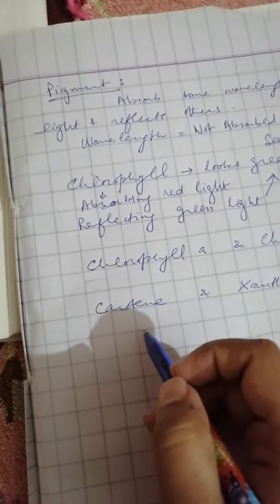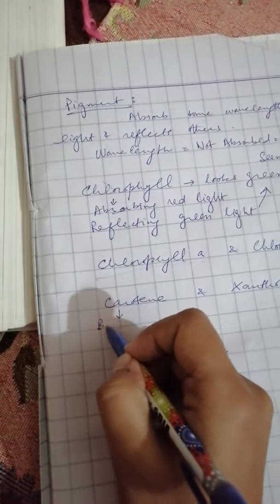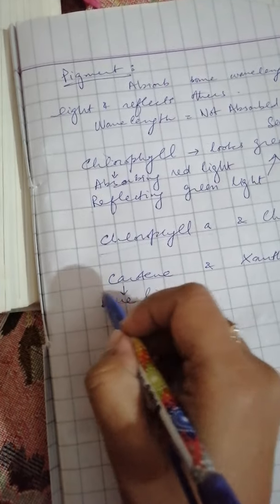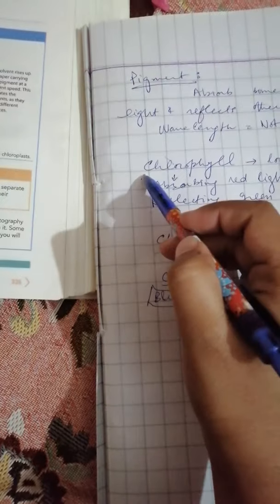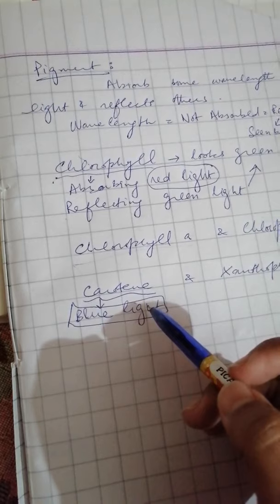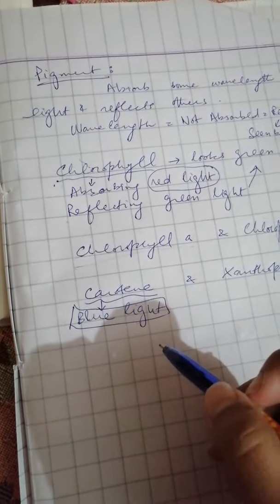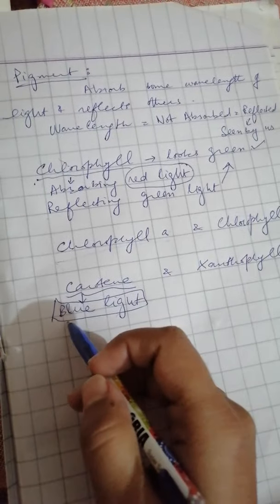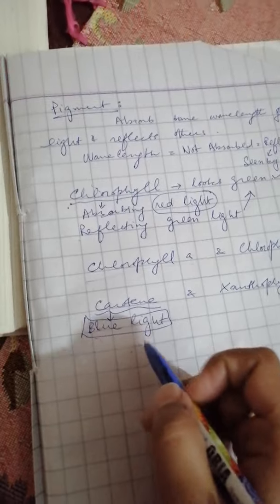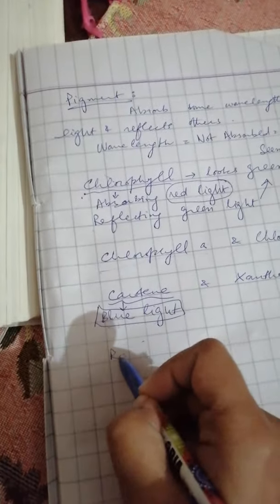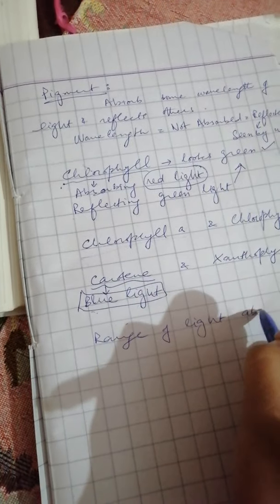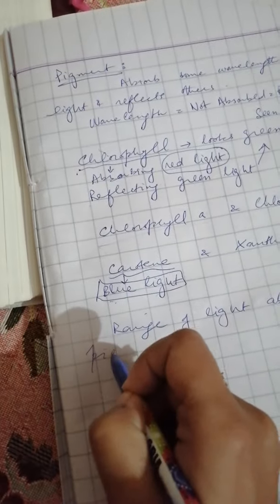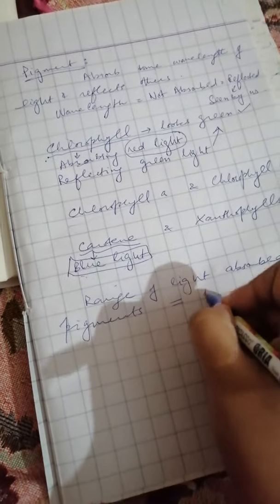So carotene actually absorbs blue light. Okay, carotene absorbs blue light, chlorophyll absorbs red light. The range of wavelengths of light that is absorbed by these pigments is termed the absorption spectrum.